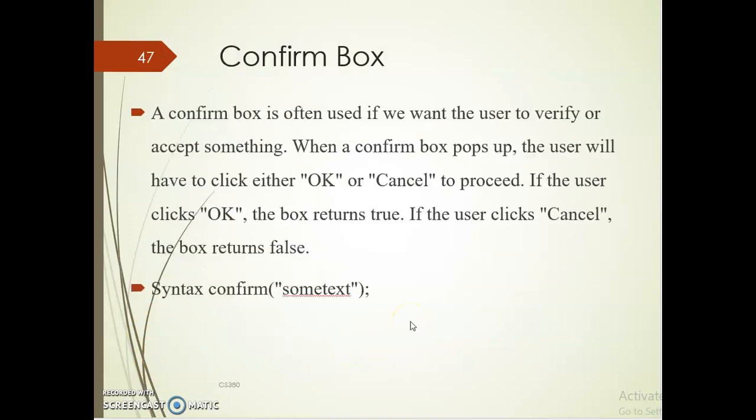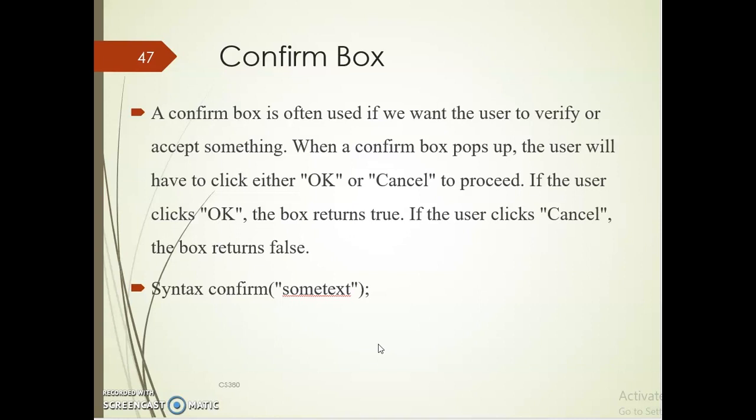Okay. Next is the confirm box. A confirm box is often used if we want the user to verify or accept something. When a confirm box pops up, the user will have to click either OK or cancel to proceed. If the user clicks OK, it returns a true value. If the user clicks cancel, the box returns a false value. There will be two buttons in the confirm box. We can press either OK or cancel.